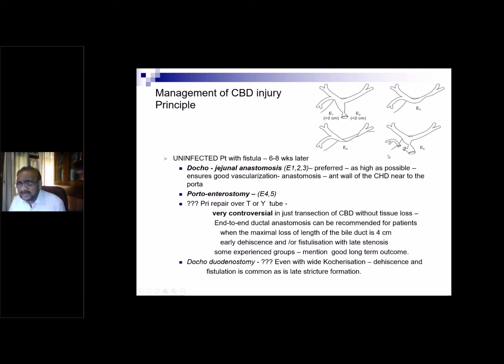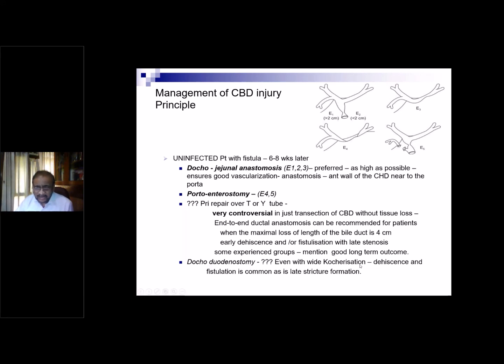So what probably would happen is if you do a T-tube repair, one or two stitches may cut through, giving rise to a leakage for a certain time, but the patient will be all right, right? And even some experienced groups have mentioned very good long-term outcomes with this primary end-to-end ductal anastomosis. So we can't emphatically say, no, it should not be done. It's not that. What about anastomosing the duct to the duodenum?